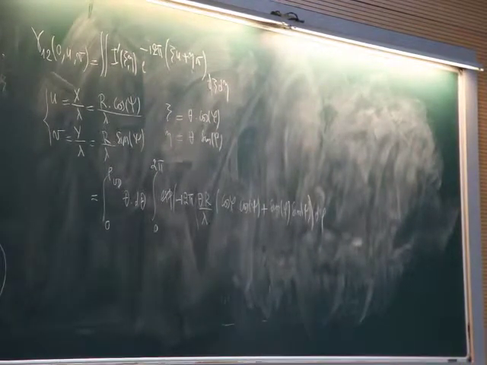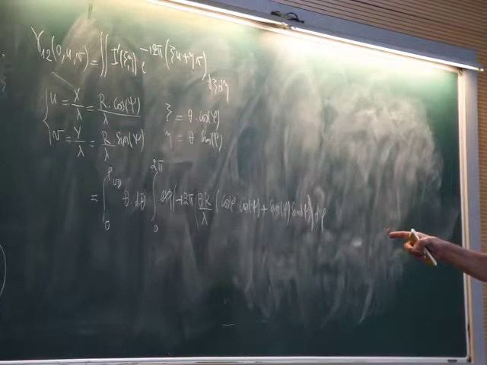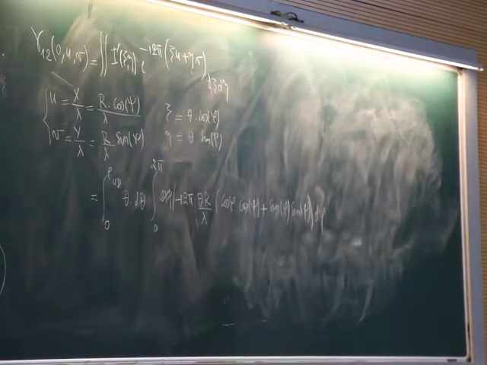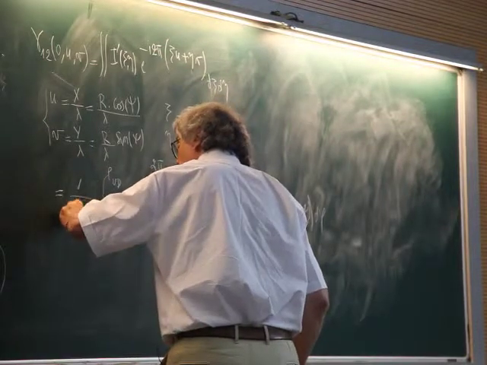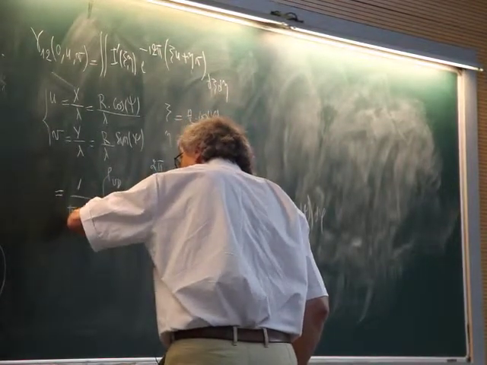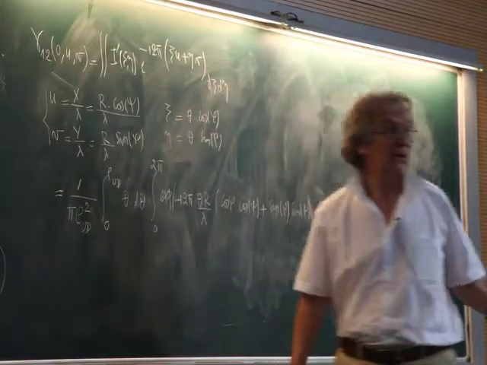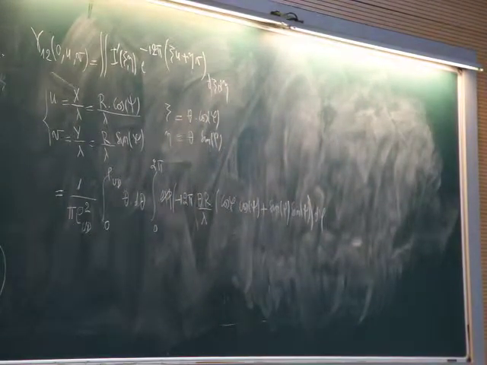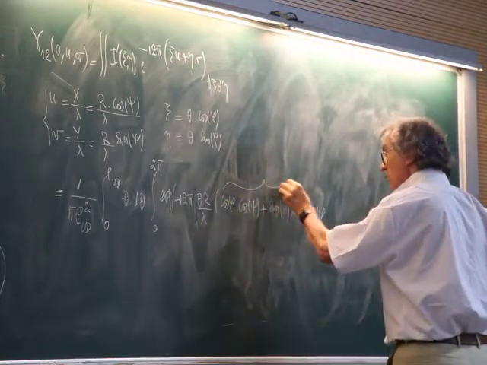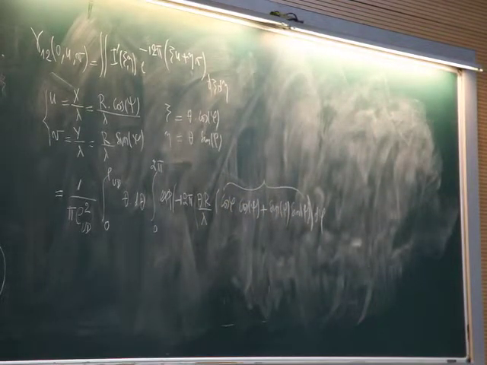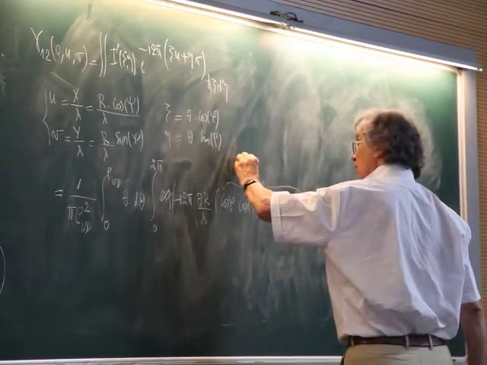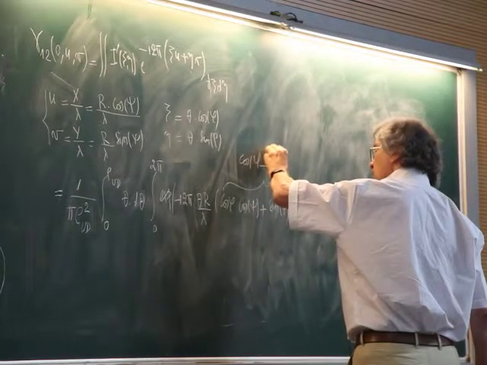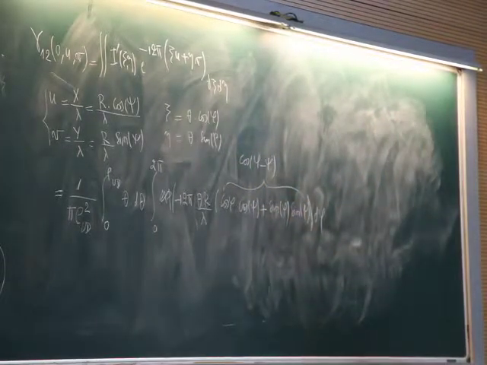Okay. But my intensity should be normalized, so I should divide by the area of the stellar disk, which should be 1 over pi times rho UD square. Correct? Okay, now, do you remember this quantity, cos cos plus sine sine? It will be cos of phi minus psi. Right?